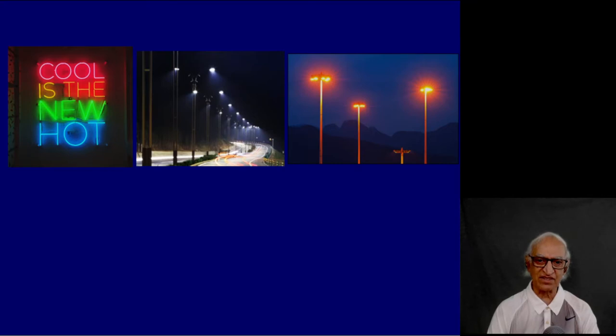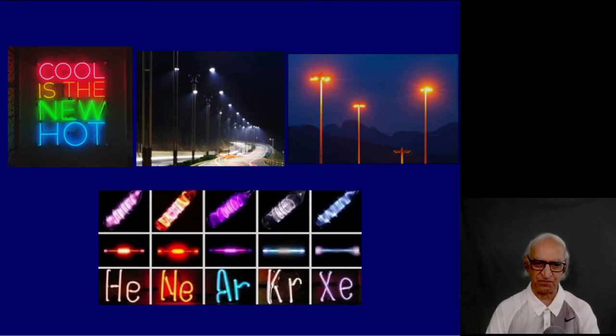Now let us look at this picture over here. What I've shown here are two different types of street lamps. This is bluish in light, and this is golden yellow in light. Here is the sort of light that you would see in shopping centers, sometimes red, sometimes green, sometimes blue, and so on. The question is, why are these lamps producing different colors?